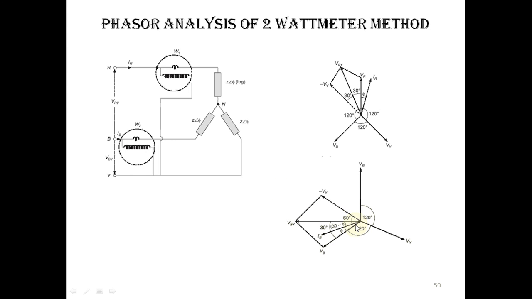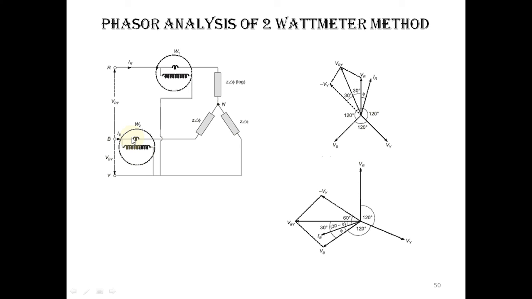On a similar note, W2 reads root 3 V I cos of 30 degree minus phi. You check it by yourself. If you still have any doubt, I will place another video just to explain this one thing. But I think no problem will be there, so let's explain it over here. This is your minus VY, this is your VY, and what does it read? VBY. So VB is here, minus VY is here. Again this angle is 60 degree, so the resultant makes 30 degree. So this one is 30 degree, this one is 30 degree.